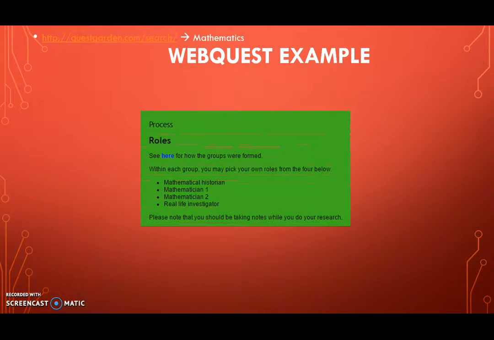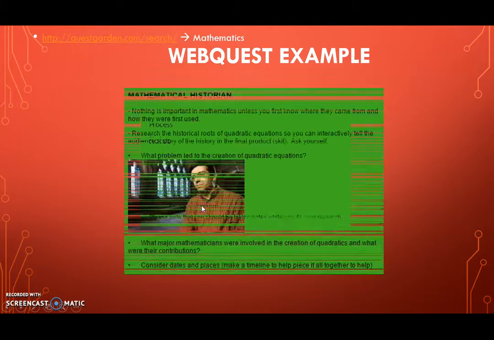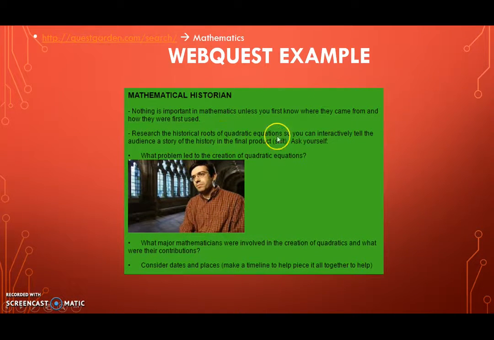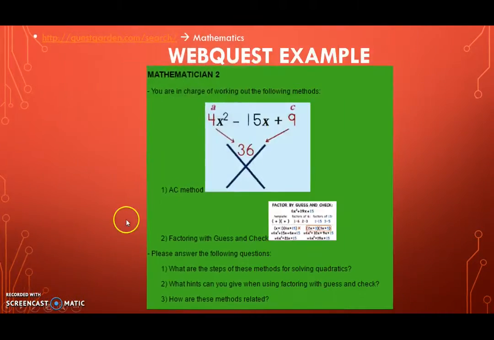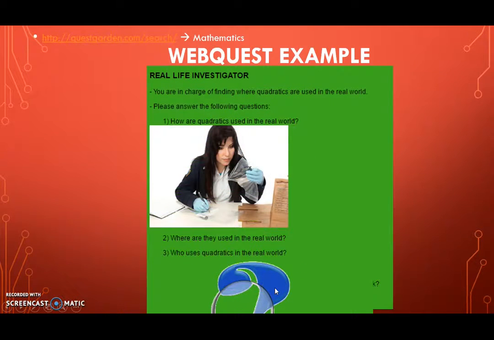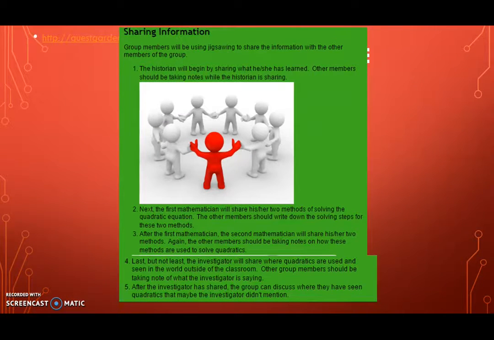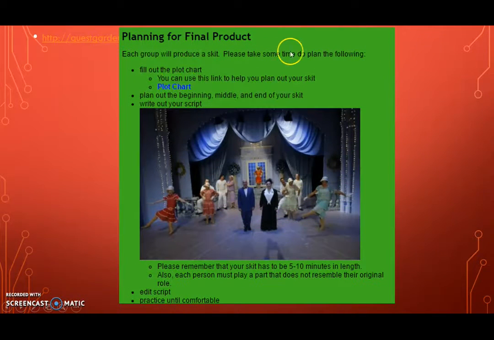So then students can pick from the following roles in the process stage. There are 4 different roles in this particular web quest. You could be a mathematical historian, mathematician 1, 2, or the real life investigator. Now, every single person here has a certain amount of things that they need to go find and answer using the internet. So everyone has a different role. They have to go answer all these questions using the internet. And then we come back and we share our information. And so we're really going to become the teachers of what we just learned through what we found on the internet to our classmates.